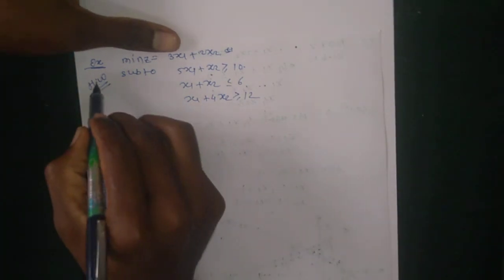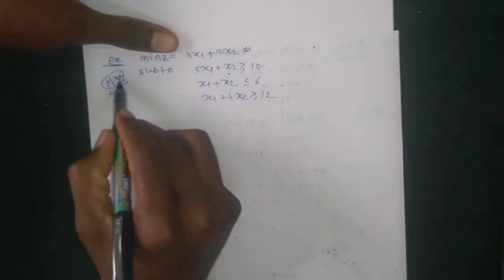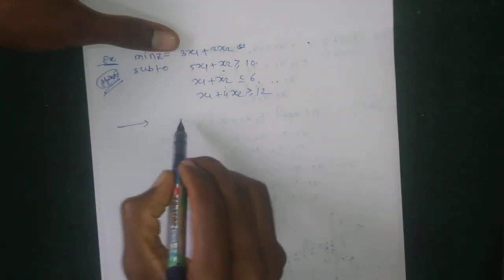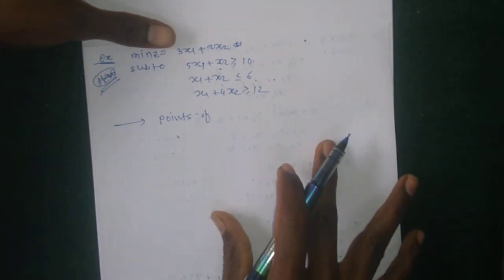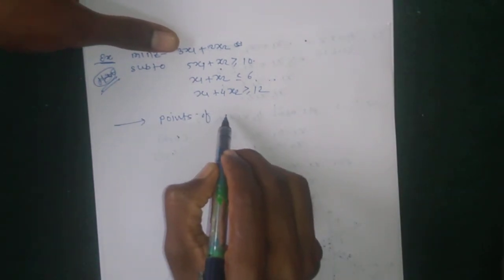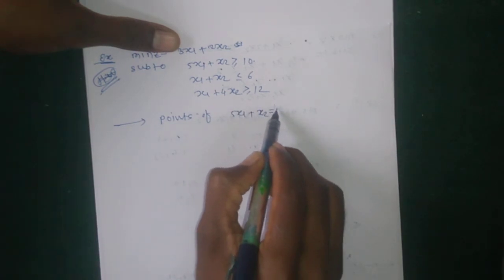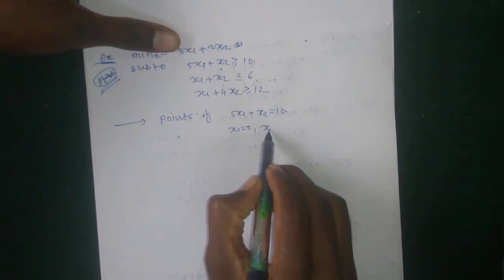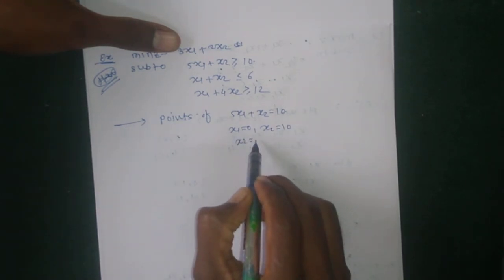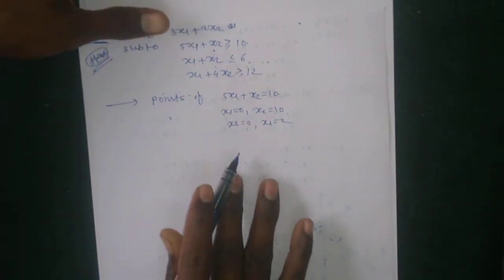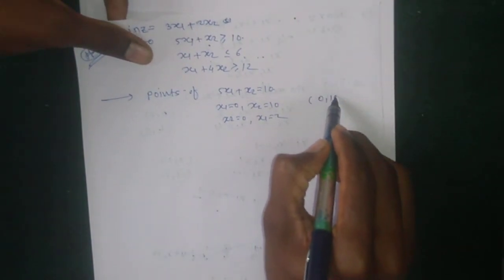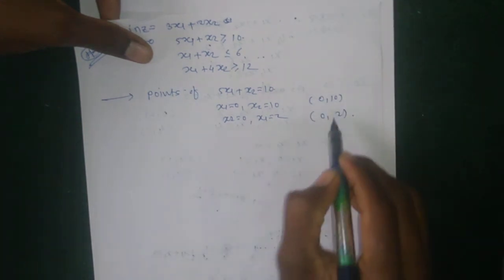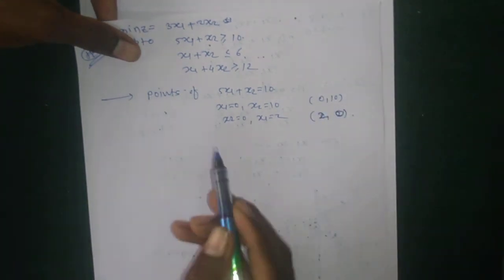Their region is maybe, okay, so the solution is in this way. I am directly writing the points. Points of the equation first, 5x1 plus x2 is equal to 10. Their points are: x1 is equal to 0, then x2 is equal to 10, and x2 is equal to 0, then x1 is equal to 2. Then points are 0, 10 and 2, 0.